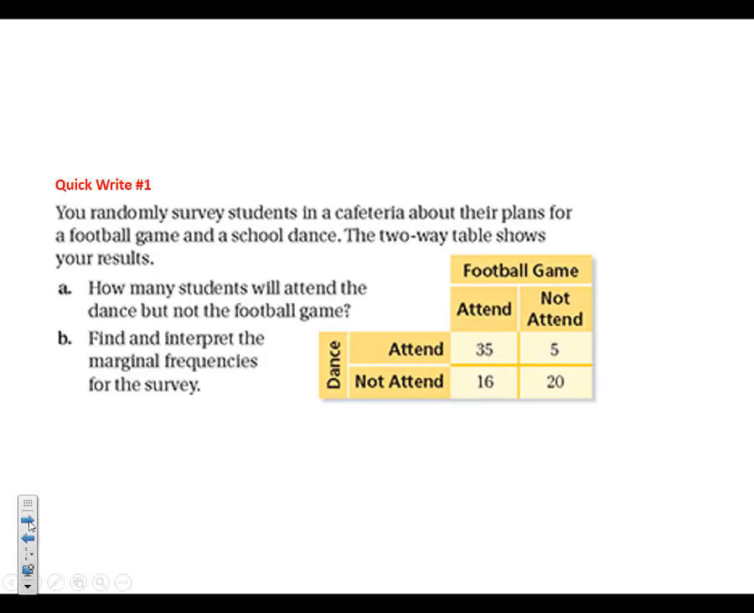Here's your first quick write. You randomly surveyed students in the cafeteria about their plans for a football game and the school dance. The two-way table shows your results. So you have 2 parts. You're going to have to pause the video and put down quick write 1A, quick write 1B, and answer those questions. When you're done, take a quick break, and of course, come back and see us for video number 2.